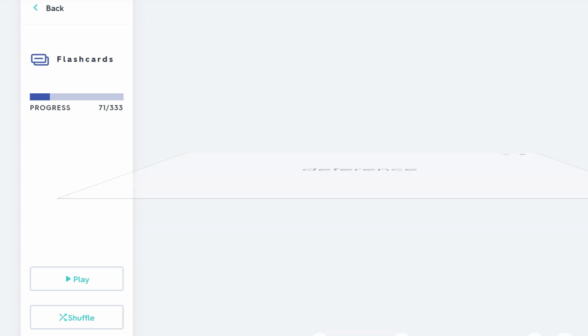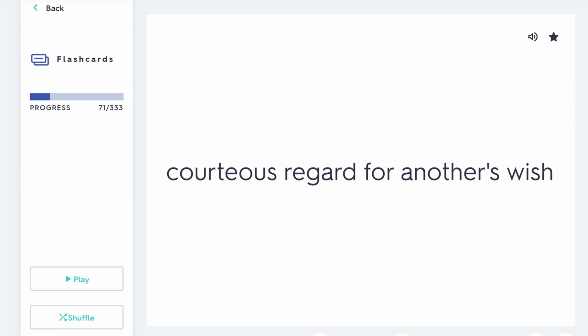Deference. Courteous regard for another's wish. She showed deference by allowing her son to have the first bite of her cake. Deference. Courteous, polite regard for another's wish or desire. Deference.